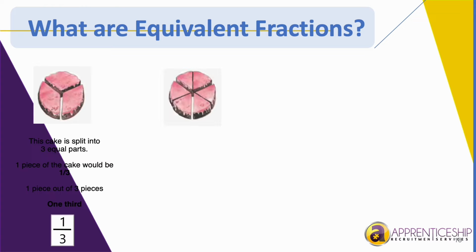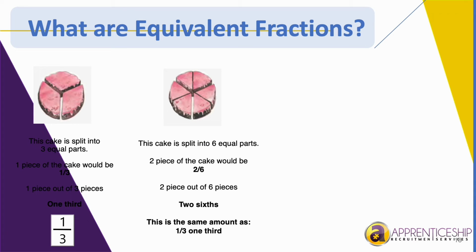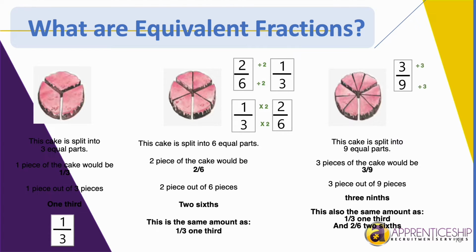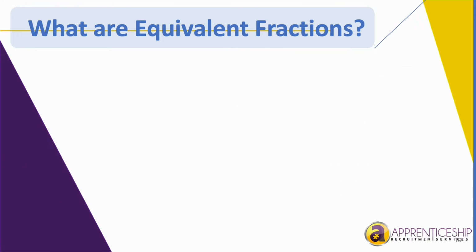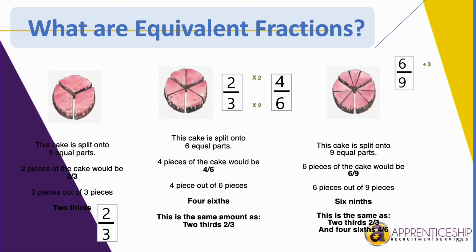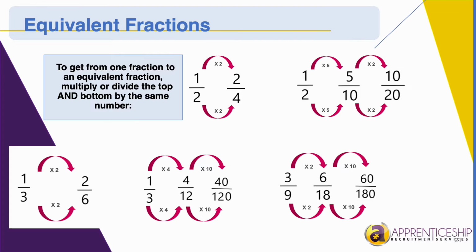Okay, so same here. 1/3 would be the same as 2/6, would be the same as 3/9, because whatever we do to the top, we do to the bottom. To get to 2/6, we multiply top and bottom by 2. To get to 3/9, we multiply top and bottom by 3. They end up being the same. So to get from one fraction to an equivalent fraction, we multiply or divide the top and bottom by the same number. So this is all about knowing your multiplication, being able to see what numbers go into top and bottom.